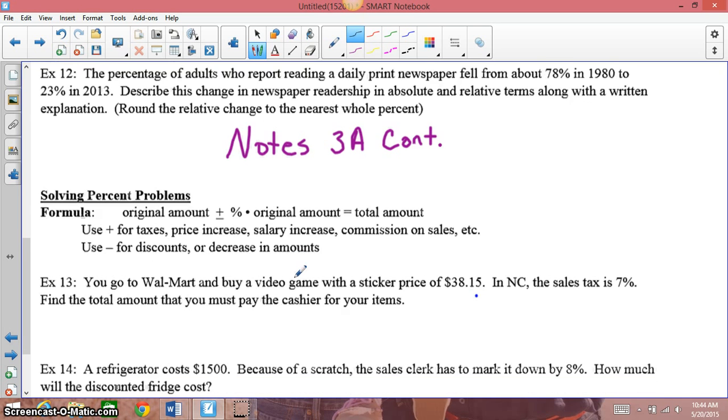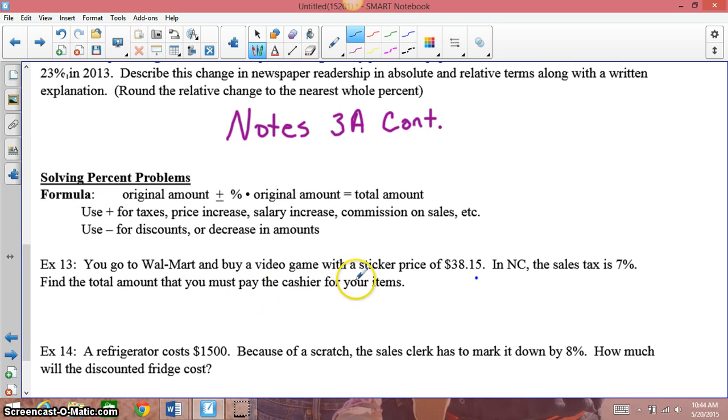So we'll look here at example 13. It says you go to Walmart and buy a video game with a sticker price of $38.15. Of course, North Carolina sales tax is 7%. We want to figure out the total amount you have to pay the cashier for the items that you buy. Since I'm buying something and paying tax on it, I'm going to use my addition sign. So my formula would be the original amount plus percent times that original amount equals my total.